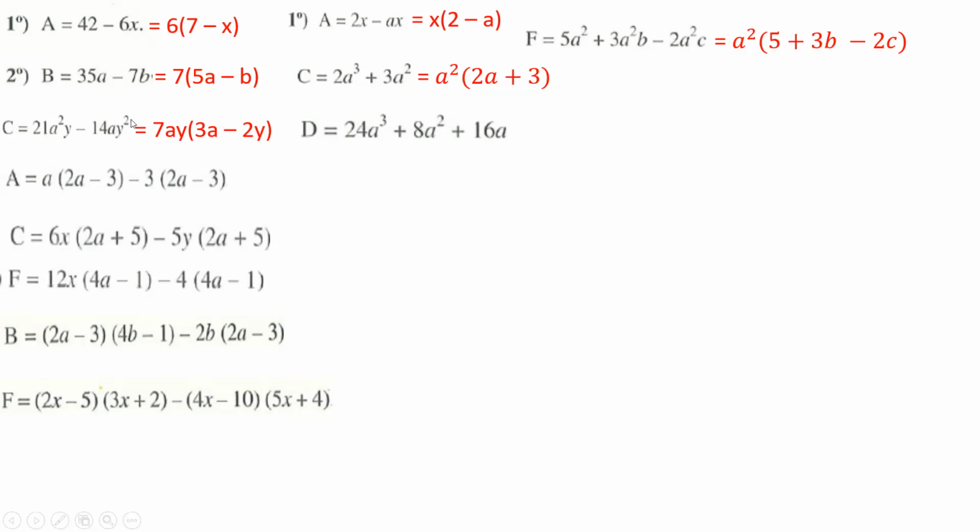Negative 14ay squared divided by 7ay. Negative divided by positive is negative. 14 divided by 7 is 2. A divided by a, they cancel each other. Y squared divided by y, I get y.